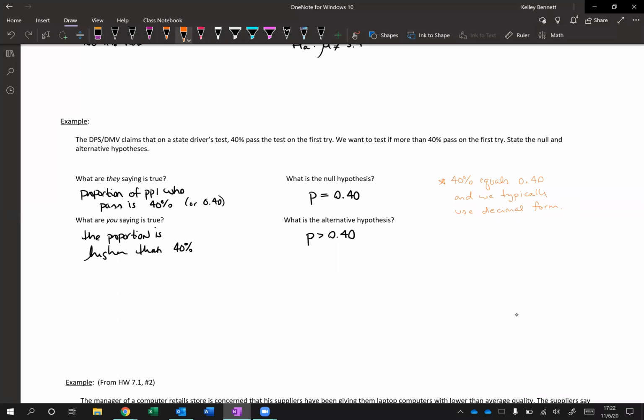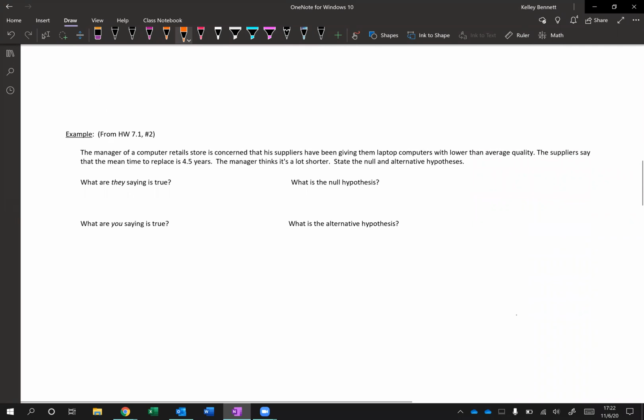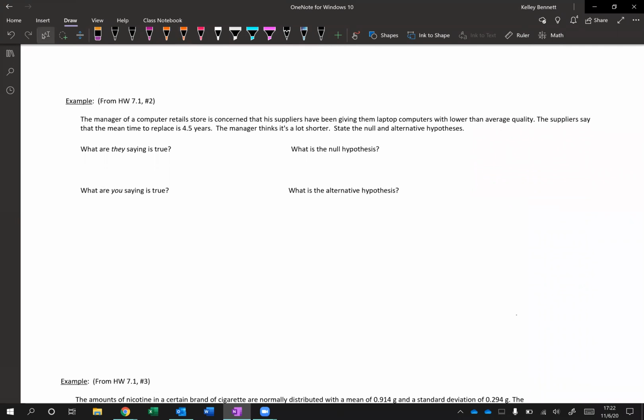All right, and here's a question that's going to seem really familiar. It is from homework 7.1. So remember I said that this hypothesis testing really leans heavily on the central limit theorem. Well, 7.1 was central limit theorem. So I'm kind of throwing back to that homework assignment. The manager of a computer retail store is concerned that his suppliers have been giving them laptop computers with lower than average quality. The suppliers say, so this is like your tip off, the suppliers say that the mean time to replace is 4.5 years. They say it's 4.5 years.